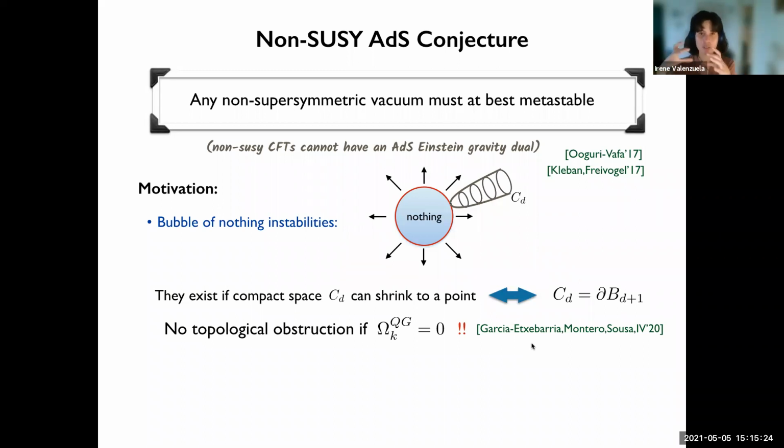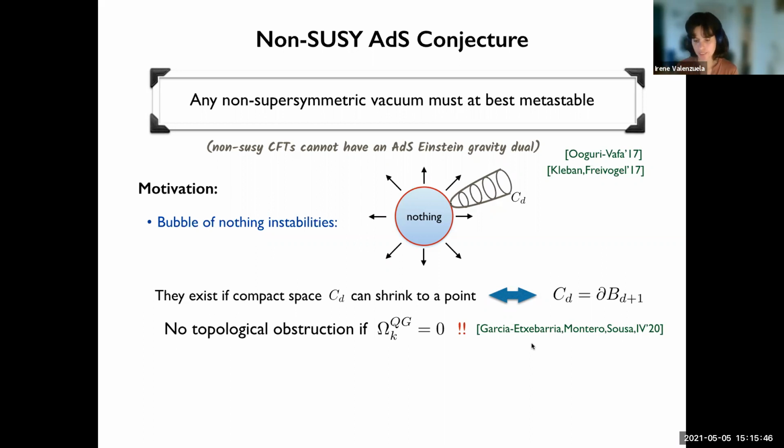like a 3-torus with periodic boundary conditions, so that you have some supersymmetry at high energies, but still the vacuum breaks supersymmetry, and there is no topological obstruction to generate the bubble of nothing. And we construct the solution to the Einstein equations of motion to show that indeed you get an instability.